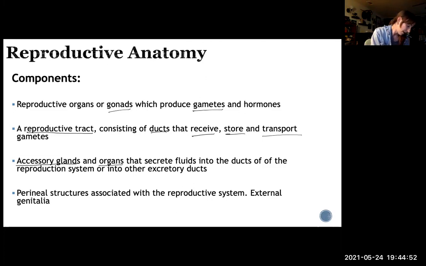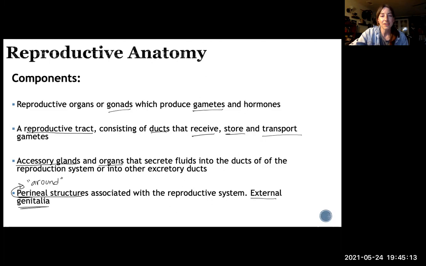Okay. And perineal structures. So perineal, peri as in around, and this includes a lot of the external genitalia.